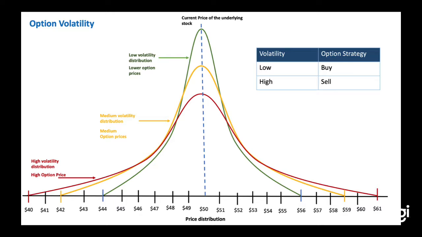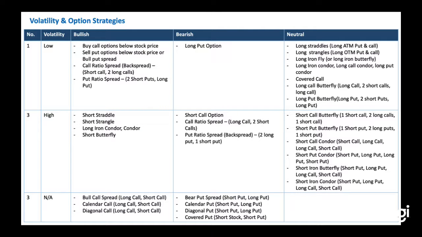We'll move to the next slide to look at what option strategies take advantage of this volatility. So as you can see here, the way to read this chart is that we have volatility here in the column. There's low, high, and not applicable. And then you have market direction or market sentiment, or what you think about the market. It can be bullish, bearish, or neutral.